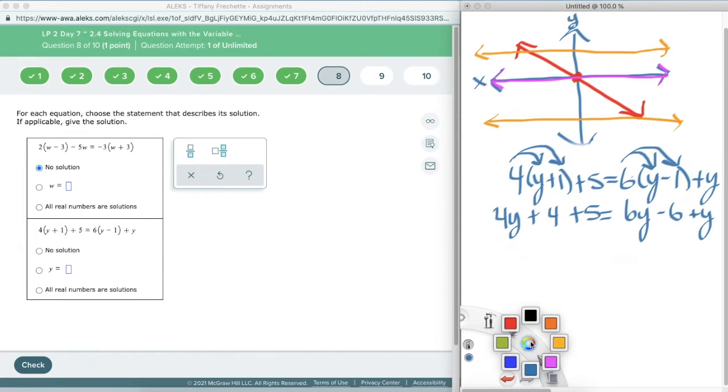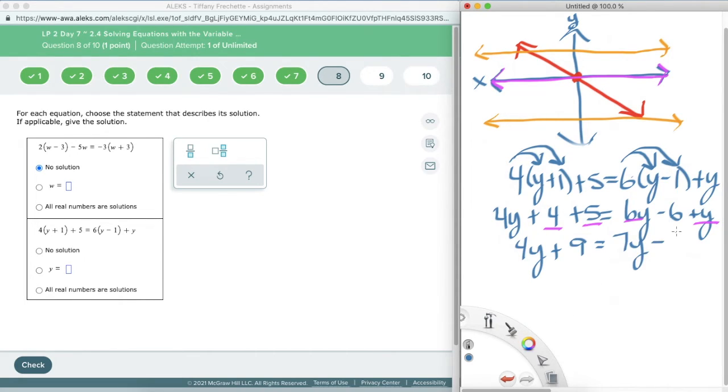I have 4 and 5. Well, those are just regular numbers, right? I can combine those. 4 plus 5 is 9. So I have 4y, that just comes down, and I have plus 9. Equals, now on this side, my like terms are 6y and y. So I have 6y plus y. Well, that gives me 7y minus 6.